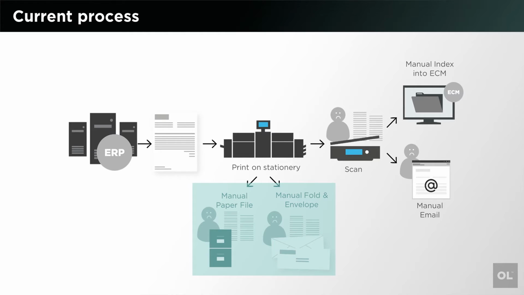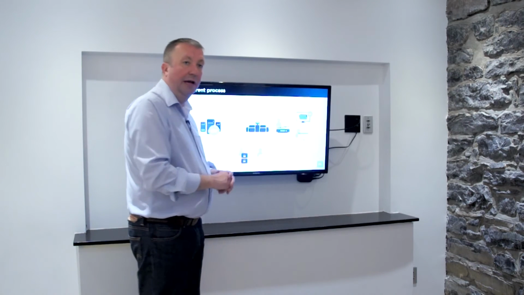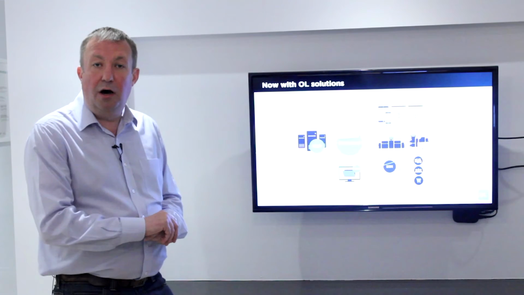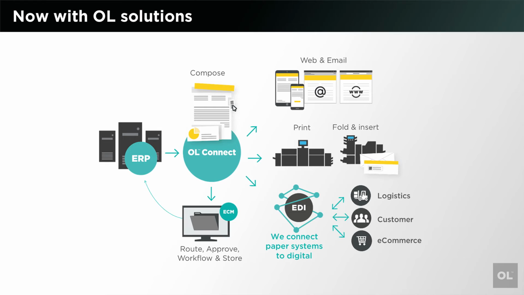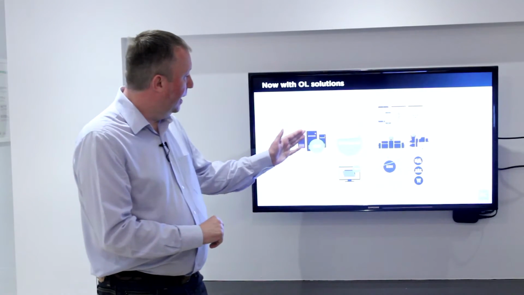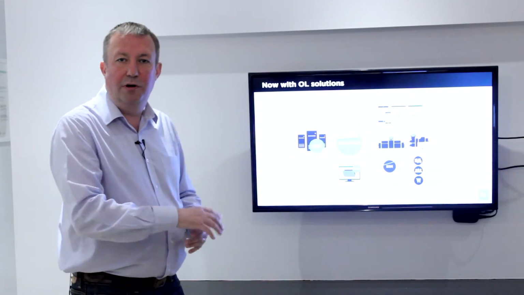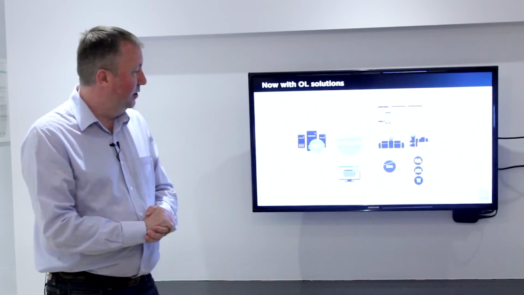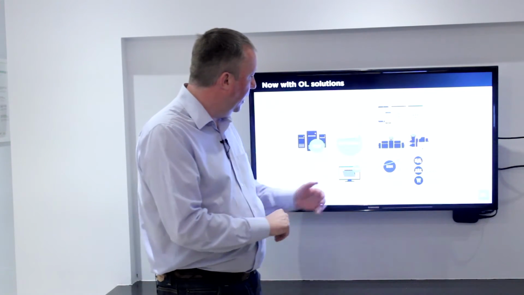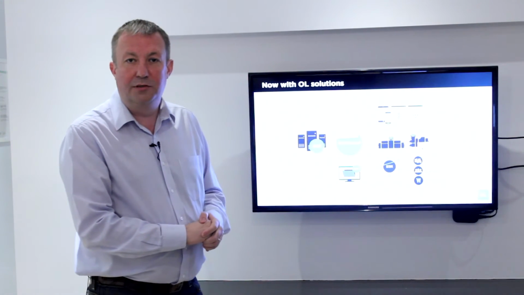And then finally, you may keep a manual copy of that invoice as well. So you're manually shoving it into a great big filing box. But now with our OL Connect technology, we can help you speed up and make some of these things more efficient. So, once again, the ERP system continues to print as it does now. No change to that system at all. But once we get it inside Connect, we can start to do the really clever stuff.